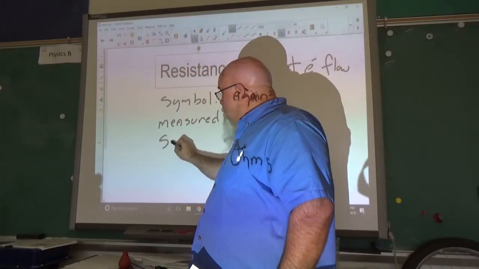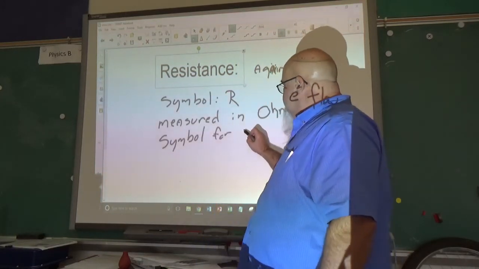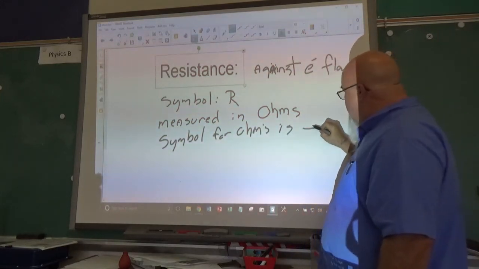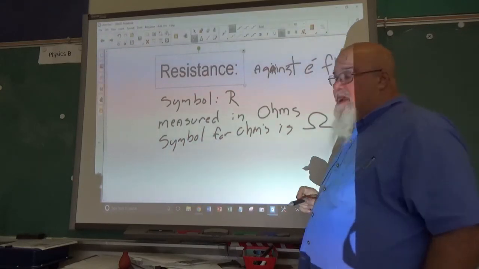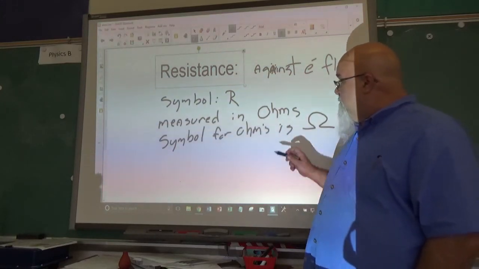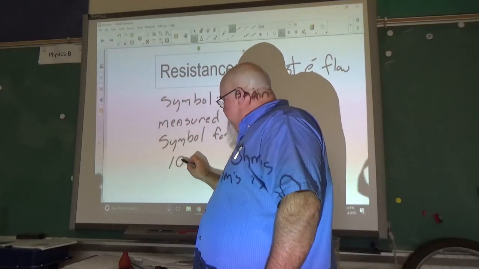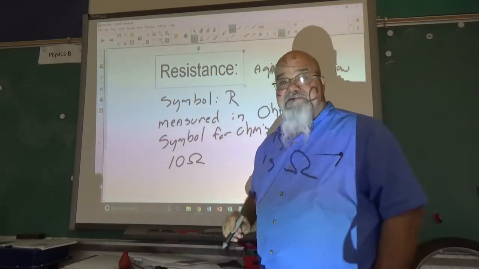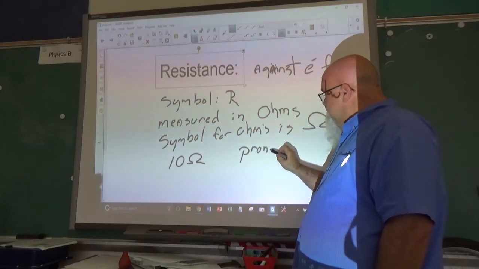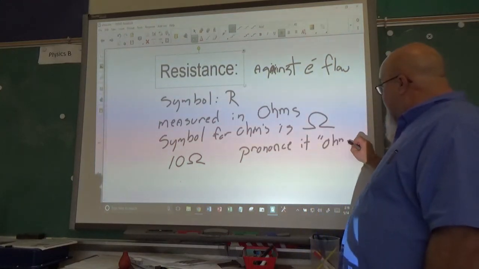The symbol for ohms is the Greek letter omega. However, we use the Greek letter omega, but we don't pronounce it omega. We pronounce it ohms. So for resistance, I will have 10 ohms if I don't spell it out. So make sure you pronounce it as ohms.